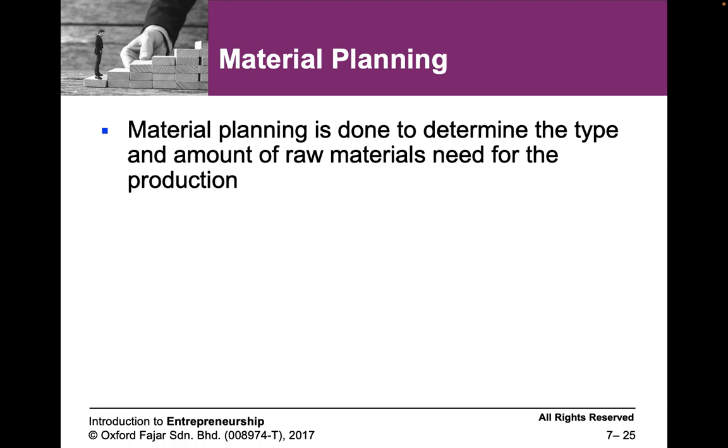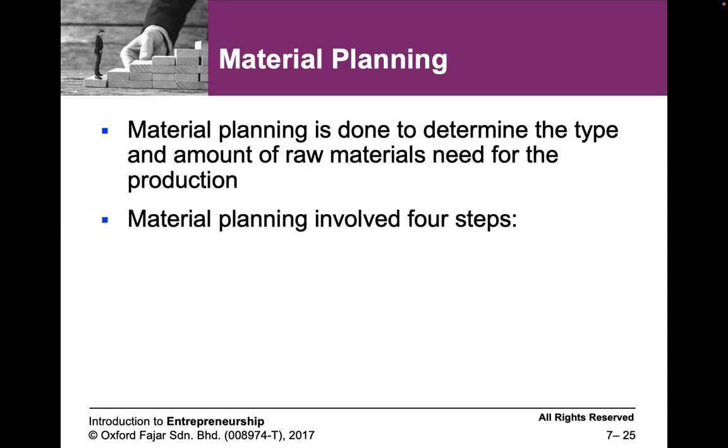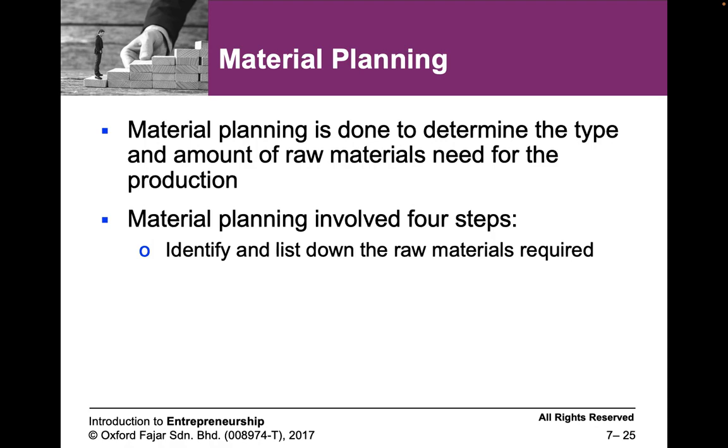Bahan-bahannya ialah the ingredients, macam itulah. Material required to produce that product. So material planning involves 4 steps. Macam mana nak buat material planning? The first one, identify and list down the raw material required. Okay, kena identify dulu in order to produce bomba ni.